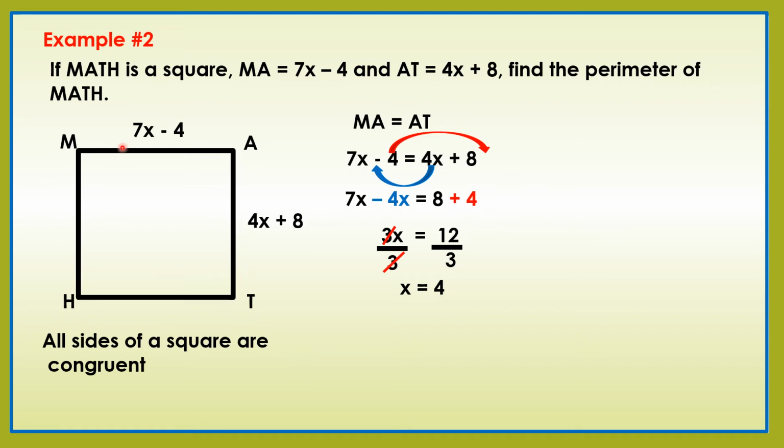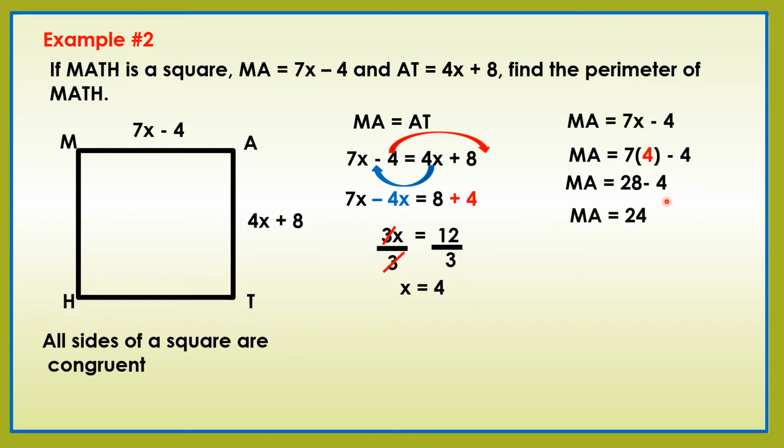Substitution natin, gamitin natin muna yung MA. MA is equal to 7x minus 4. So, ang x natin ay 4 na. So, we will have now MA is equal to 7 times 4 minus 4. Then, 7 times 4, that is 28 minus 4. MA is equal to 24. So, yung length o yung measure ng MA, that is 24.